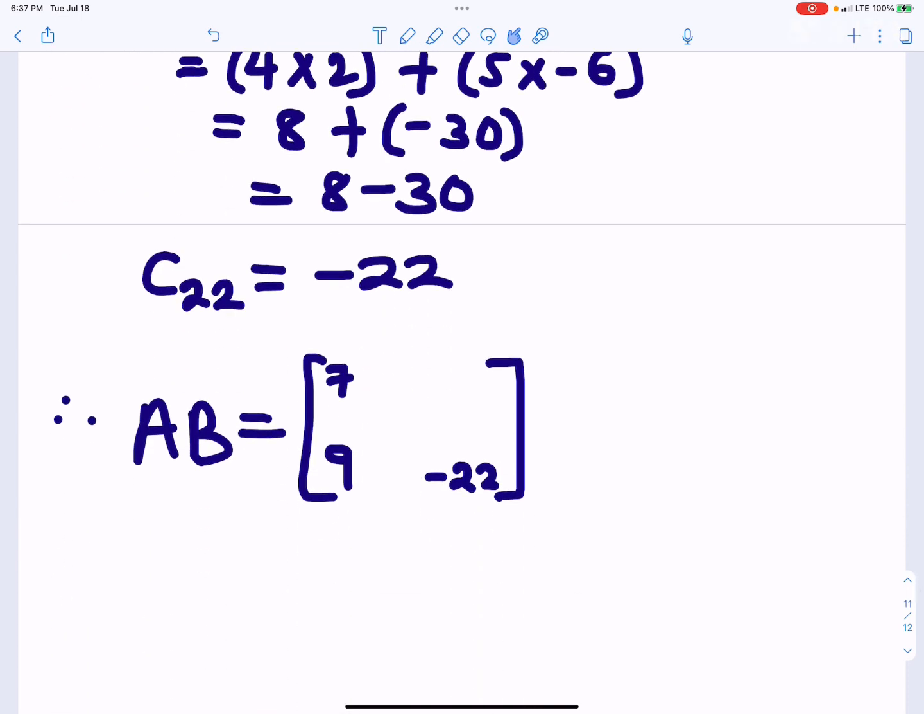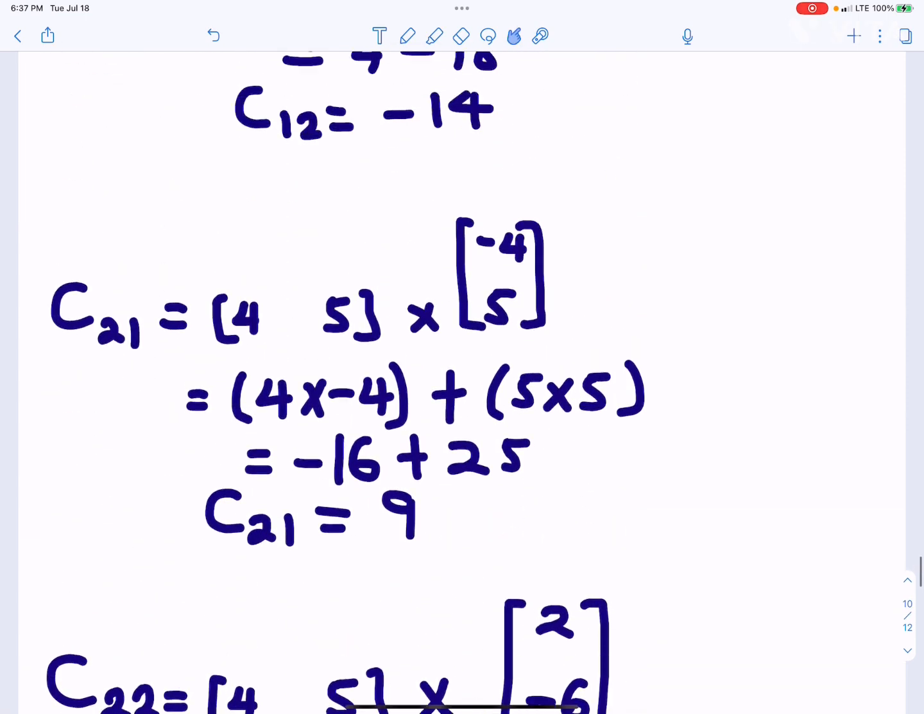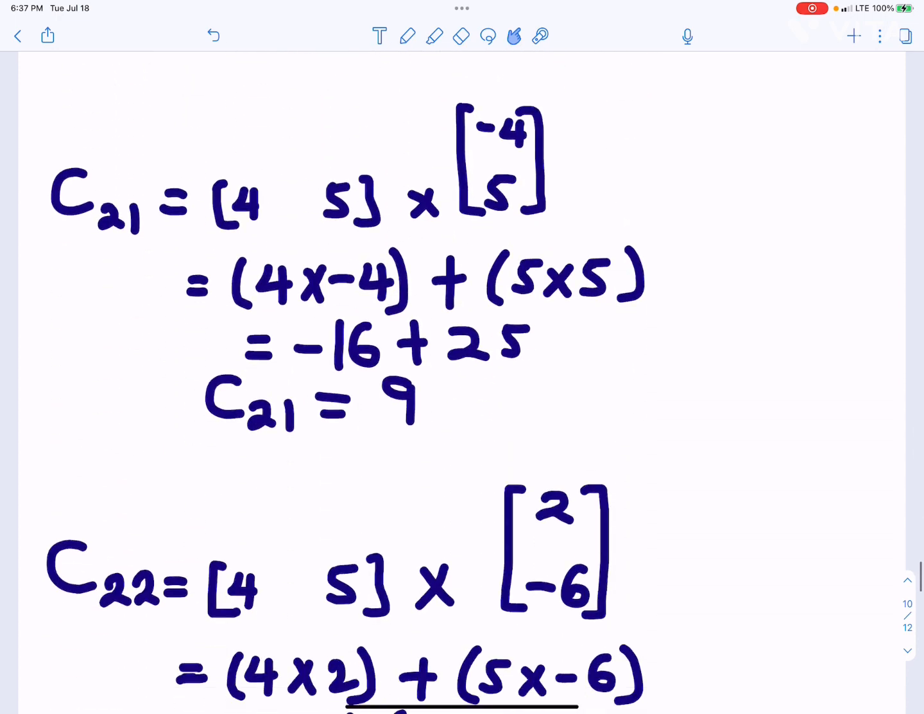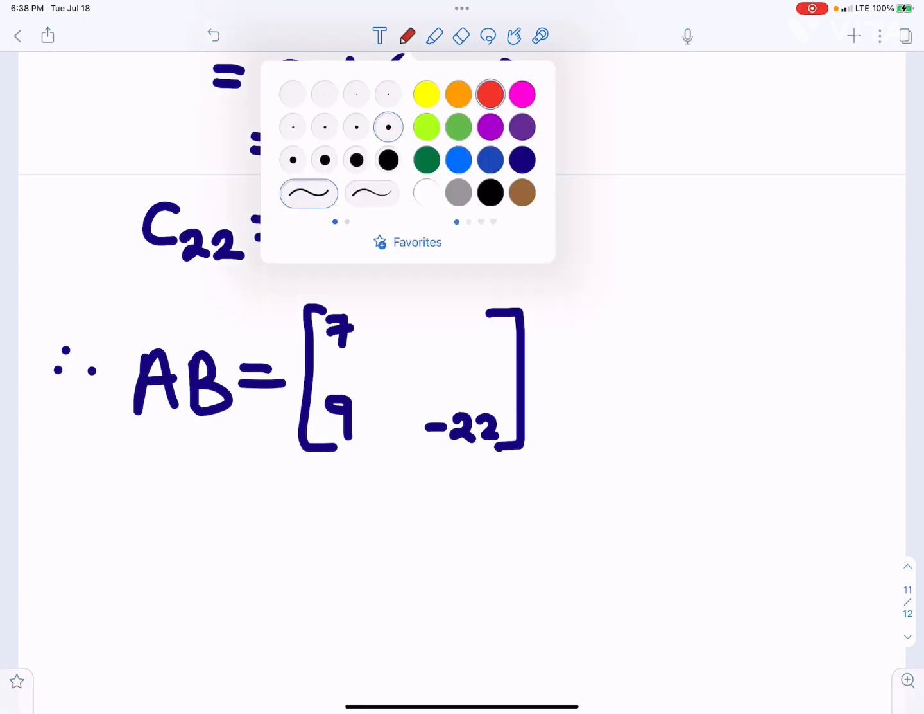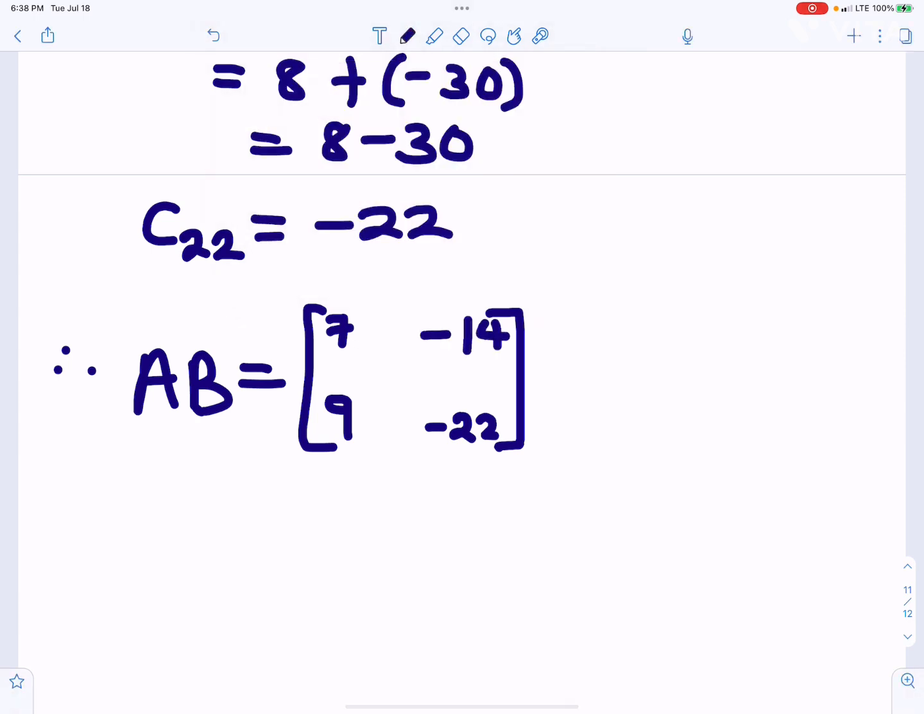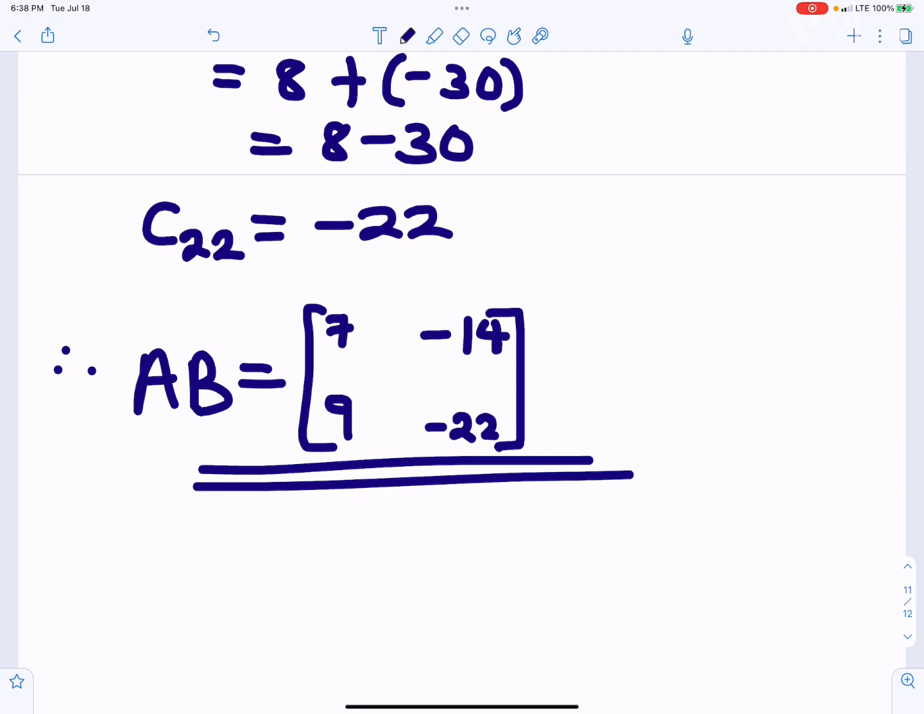Minus 22. So that means my product AB of the two matrices will be 7, 9, minus 22, and let me quickly check what's in the first row second column, and minus 14. So minus 14 will be here. Minus 14. That ends my multiplication. Take note. That's the end of my multiplication, AB.